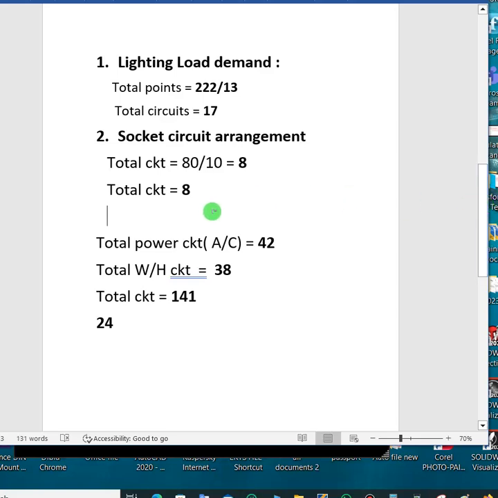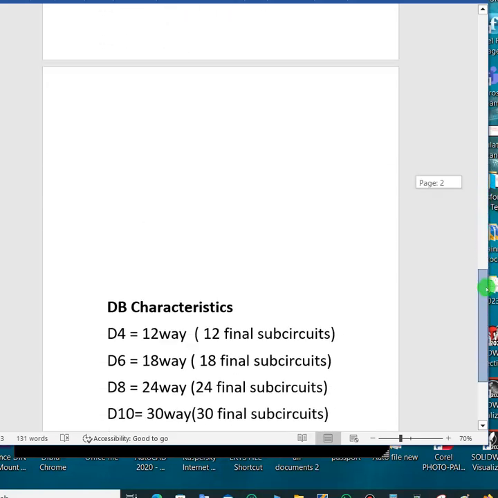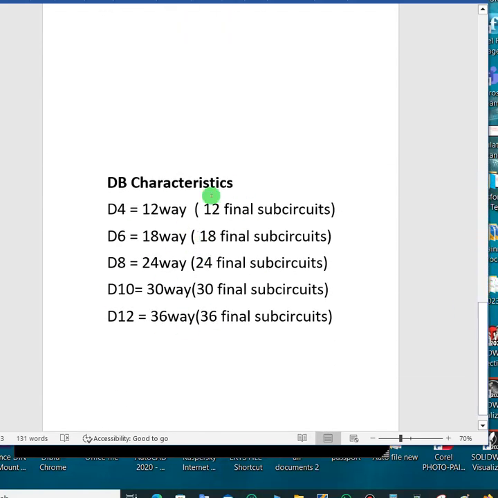Okay, now let's come there. Let's total before we decide the distribution board. Let's recap on the DB once more. This is the distribution board characteristics. Any of these distribution boards you choose, these are their final breaker size and breaker quantity. The final number of breakers the distribution board is composed of is here. That's why I put them in brackets.